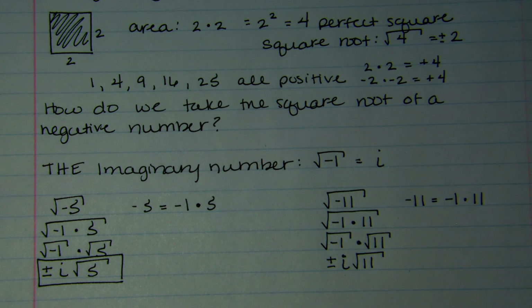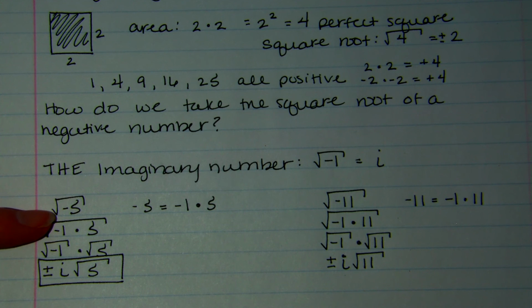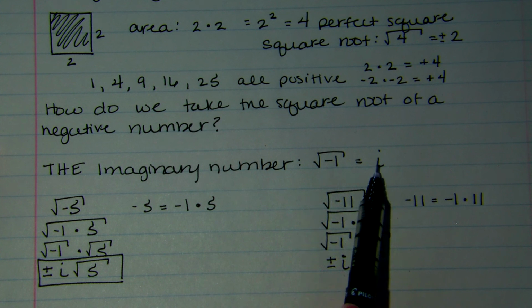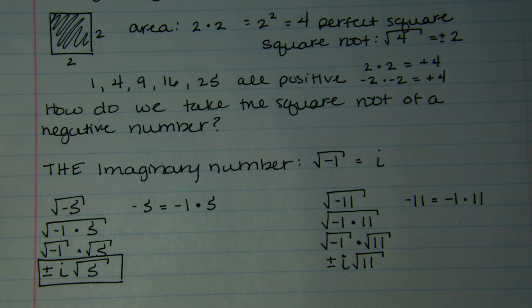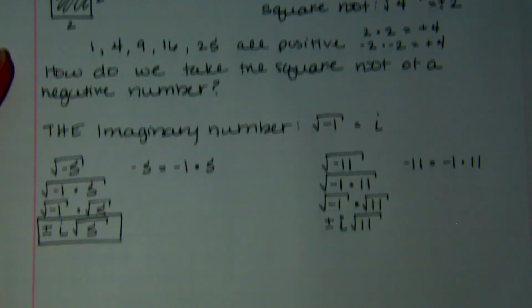And again, what this allows us to do is solve mathematical problems that we were not able to solve before because we did not know how to take the square root of a negative number. We'd have to say, negative numbers don't have square roots. But now we know that the square root of negative 1 is i. I can simplify these things. All right.